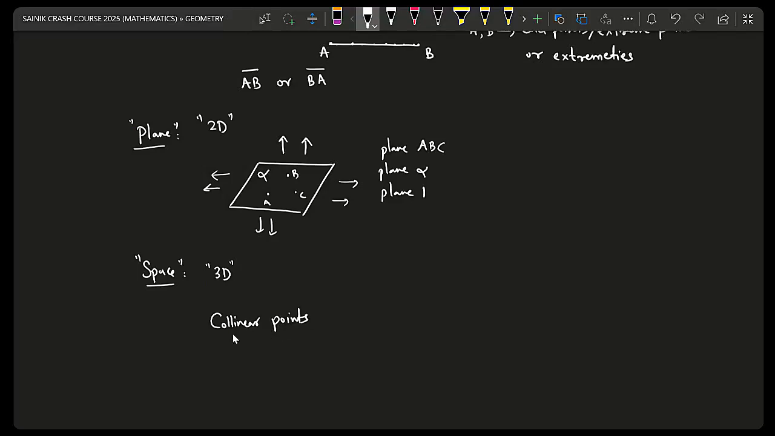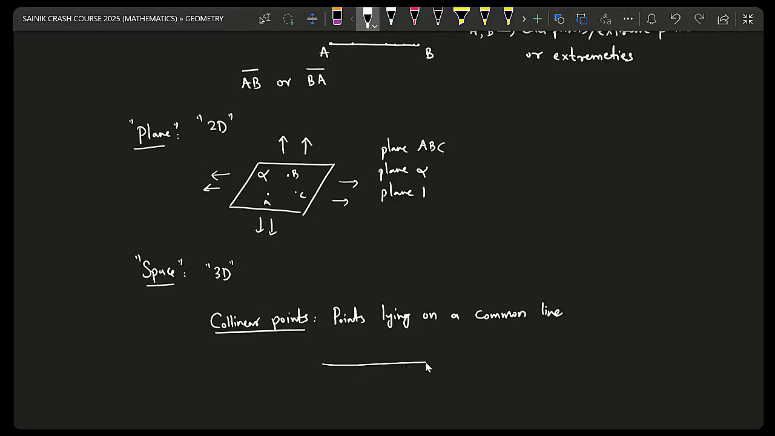Collinear points, in the name only it is there: co plus linear, collinear. Co is the short form for common. If the points are lying on a common line, we call them collinear points. So what we can write: points lying on a common line are called collinear points.